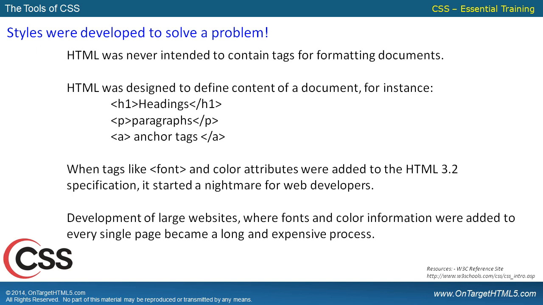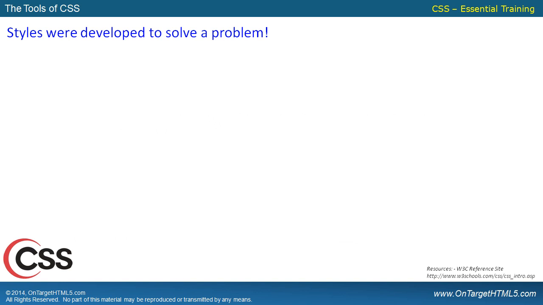If you had a 100-page website, can you imagine formatting your fonts and formatting the color of your text or the color of your borders individually in each particular element in HTML? In HTML 3.2, that's what occurred. When we started adding styling tags into HTML, maintaining websites became an absolute nightmare. So styles were developed to solve a problem.